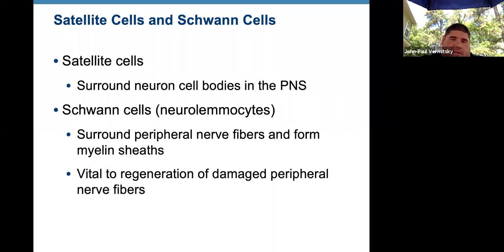Satellite and Schwann cells. Schwann cells will surround the peripheral nerve fibers and form myelin sheaths as well. This is vital to regeneration of damaged peripheral nerve fibers. So sometimes if you do damage a nerve fiber and it's sort of in the periphery, it can sometimes repair itself, okay?